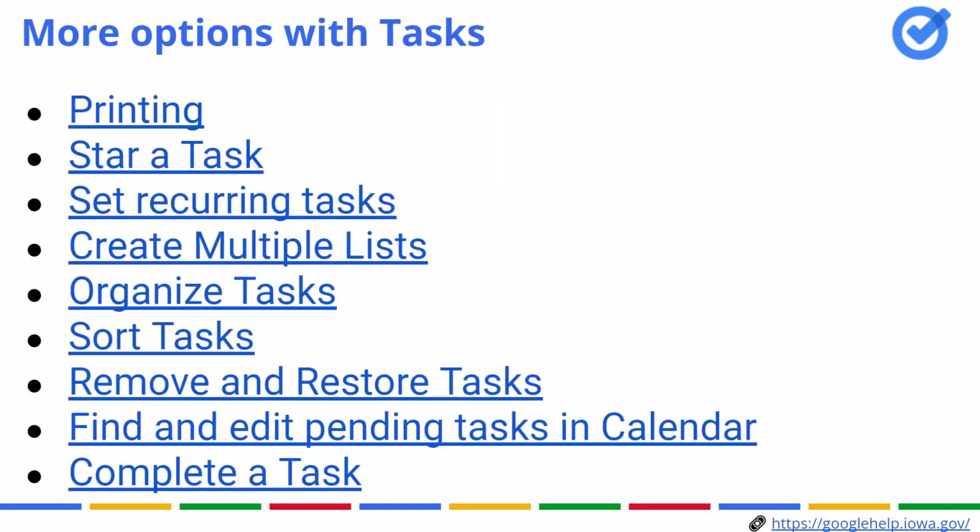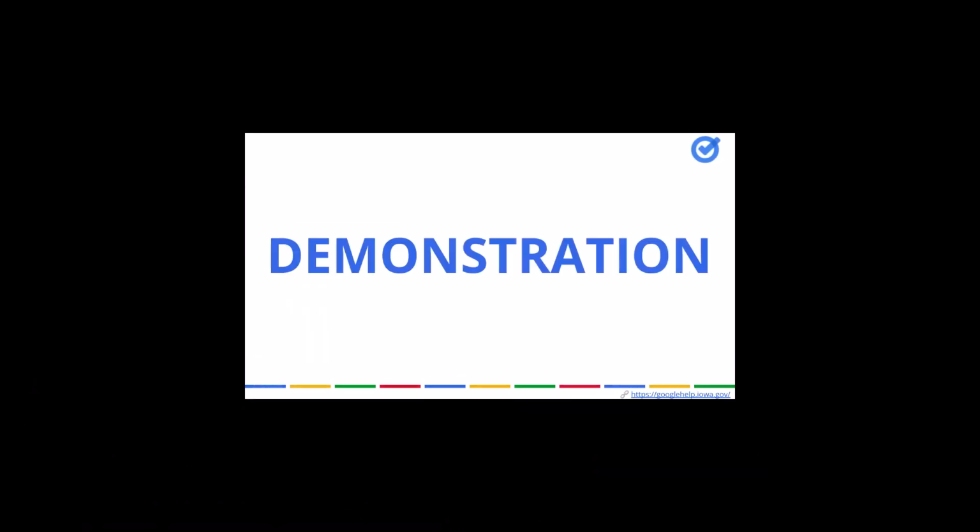There are other features and options with Task, such as printing, star a task, set recurring tasks, create multiple lists, organize tasks, sort tasks, remove and restore, find and edit pending task and calendar, and complete a task. Please make sure you click on the links that will provide you additional resources for each one of those options that appear on this slide. So again, a plethora of resources just on the slide deck. So again, I hope this slide deck does help you to understand the power of Google Task.